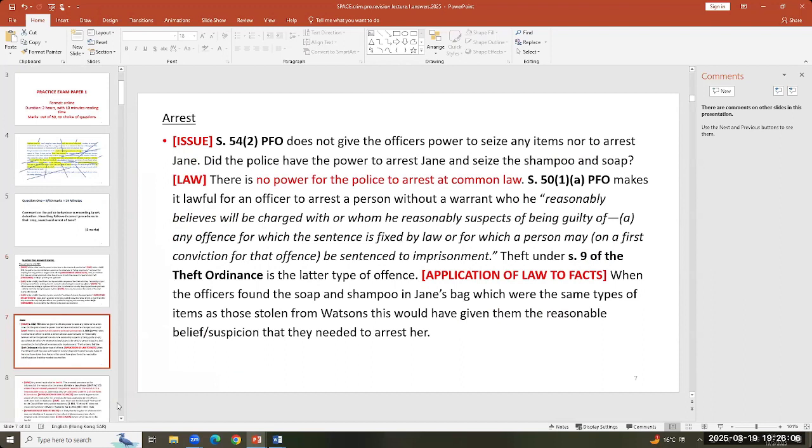Second issue is under this section, there's no power to arrest and no power to seize. Also no power at common law. So in order for them to arrest her without a warrant, they need to be within section 50 subsection 1A. So they need this reasonable suspicion of guilt for an offense that on first conviction, you can be sentenced to imprisonment. And we know from section 9 of the theft ordinance, this is that type of offense. So when they find the soap and shampoo in her bag, the same type of items that have been reported stolen from the shop, this would give them the reasonable belief or suspicion that they need in order to arrest her under section 50 subsection 1A.